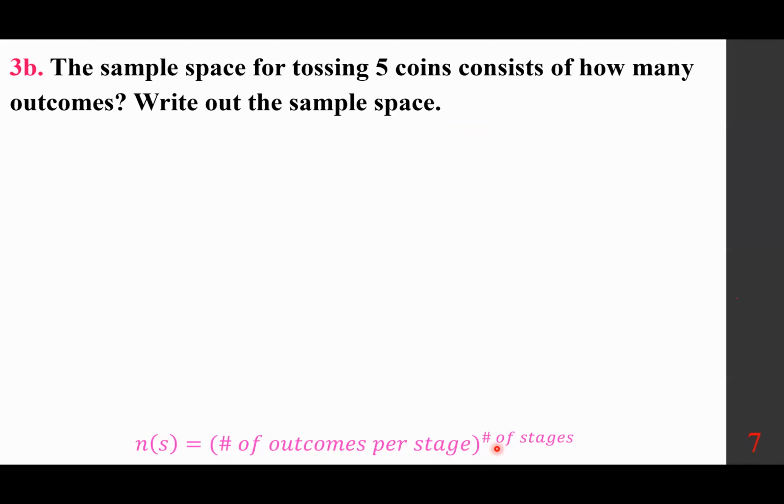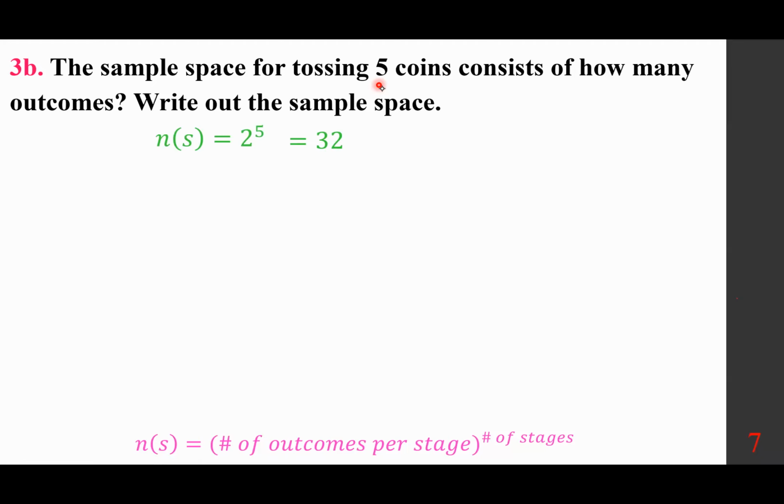N of S is the number of outcomes per stage, and we raise it to the power of the number of stages. And clearly, in this case, we should recognize that we have coins, heads versus tails. So there are 2 outcomes for each coin. How many coins? They have given us 2 to the power of 5, that's n of s, which is 32. Don't mix it up with 5 squared, which is 25. So 2 to the power of 5 is 32.